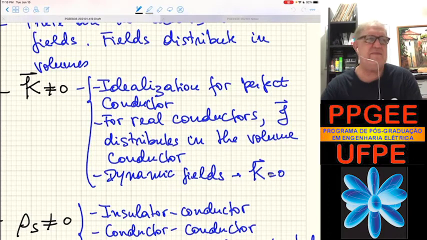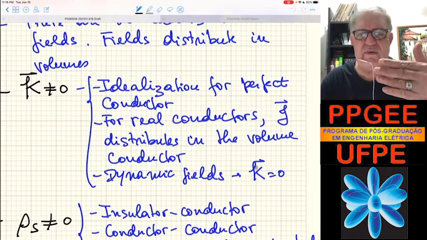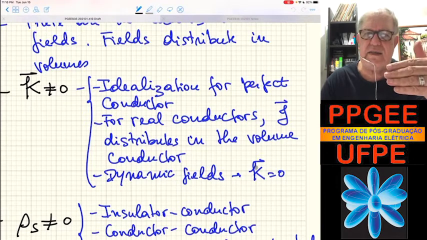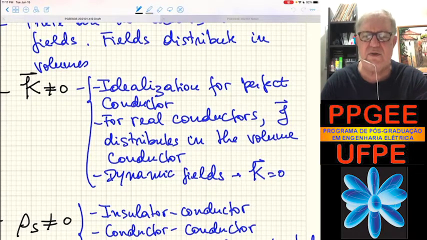We might have some different conductors. We might have some surface current density generated. But in general, for dynamic fields, the current follows the field. In a perfect conductor, the current is equal to a factor times the E field, and the E field spreads on the volume, so the current must spread on the volume as well. Okay.